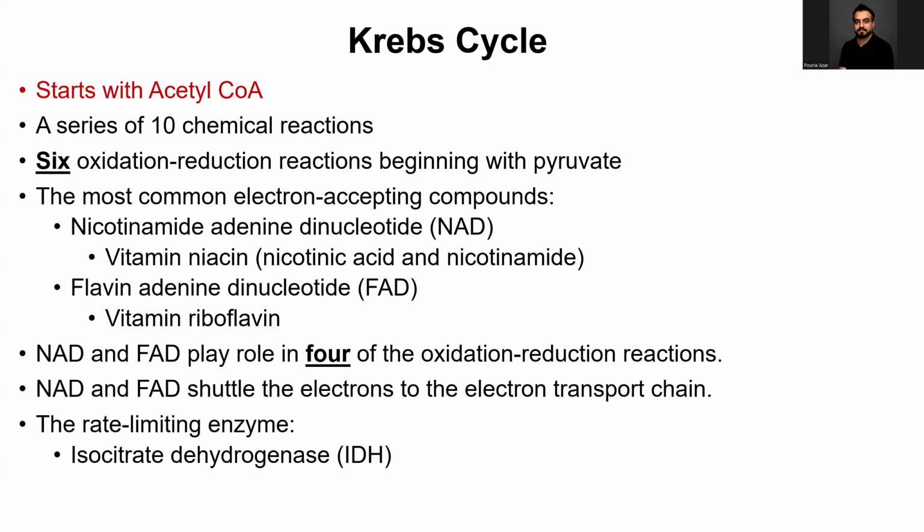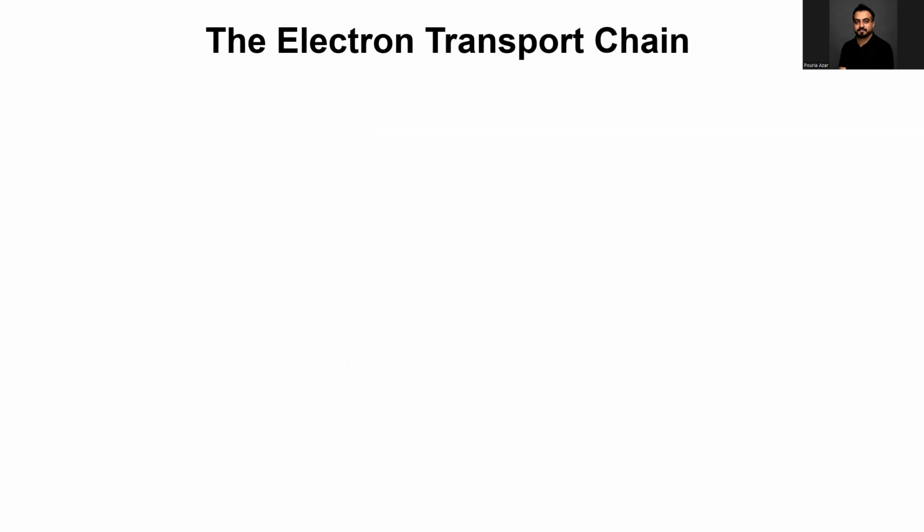The rate limiting enzyme in the Krebs cycle is IDH, isocitrate dehydrogenase. That's the rate limiting enzyme. You know, from the glycolysis energy system, that was PFK, but here it's IDH. That's the rate limiting enzyme.